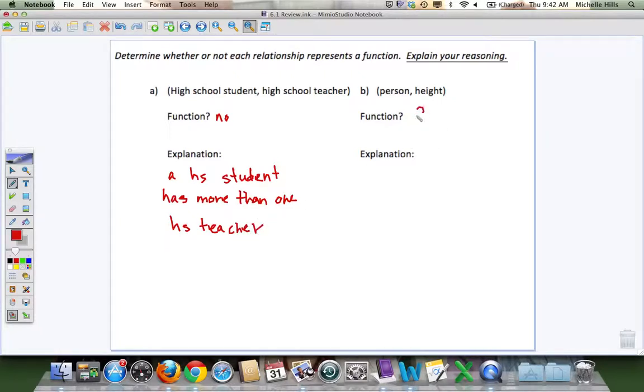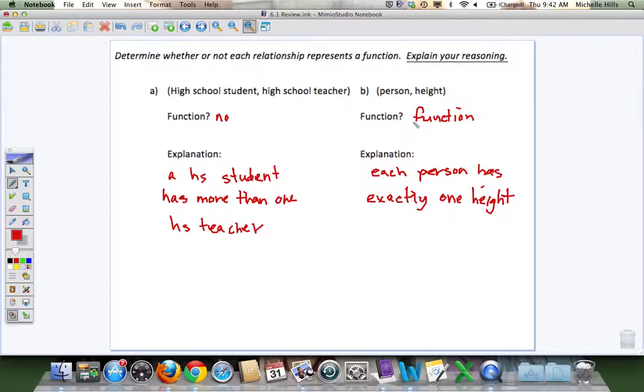Person and height is a function. Each person has exactly one height. Now that height can change over time. And so if you wanted to argue that point, that it's not a function, I would buy either way.